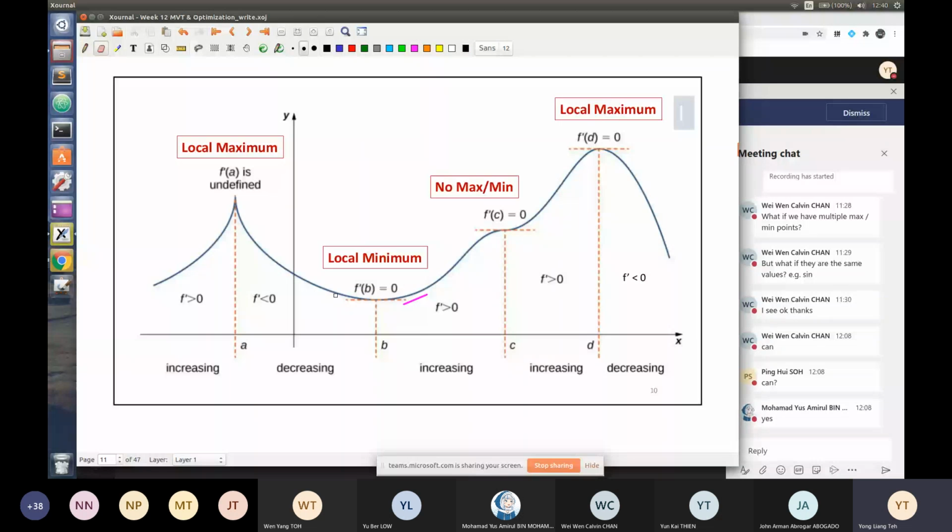As you can see, at point C, before the critical point, or the stationary point, you have positive slope. But after the critical point, you also have positive slope. So when you have no change in polarity of the slope, positive to positive or negative to negative, you have an inflection point, a point of inflection. Then of course the point here is a maximum because it goes from positive to negative, and this one is negative to positive.